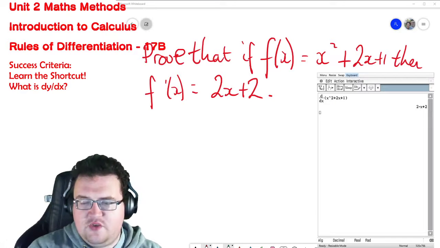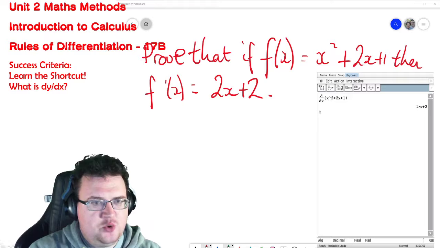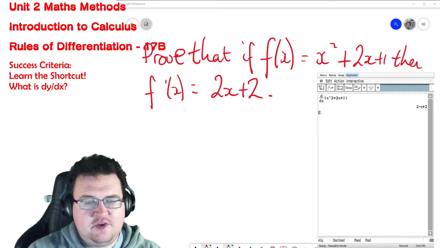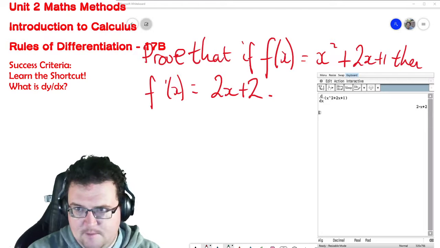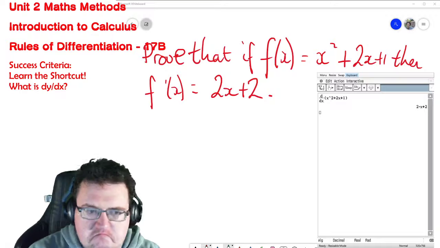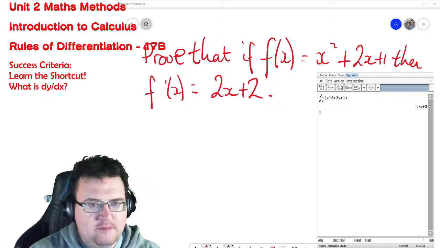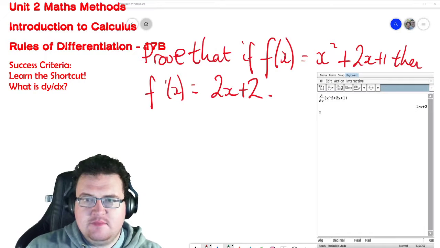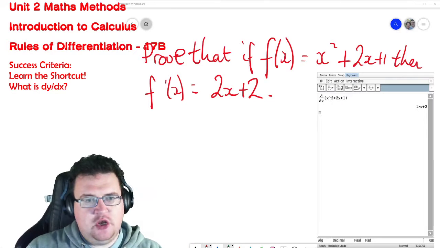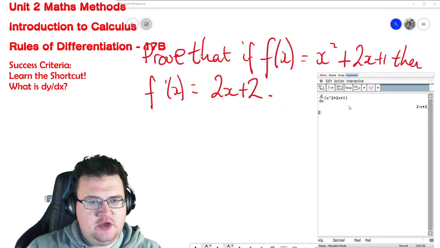All right, so this is using your CAS to do differentiation, and it does differentiation using the shortcut. All right, asking it to do it by first principles, not really going to work. Sometimes it does, but usually not. So d/dx is what we use for the most part.